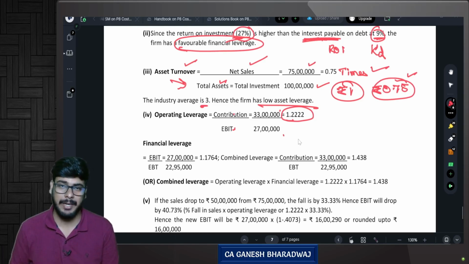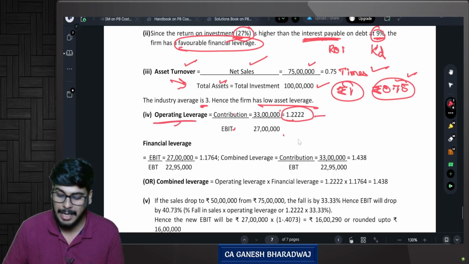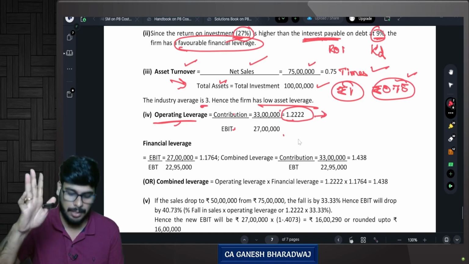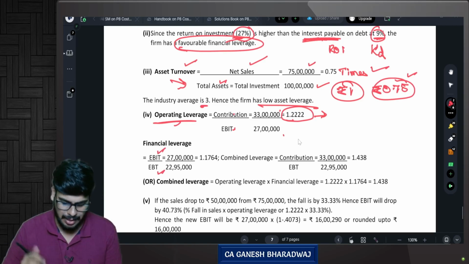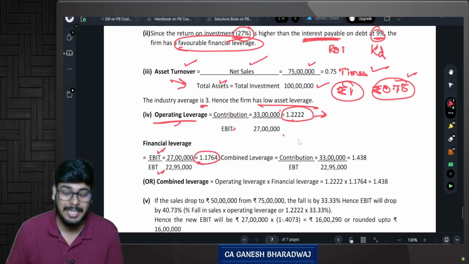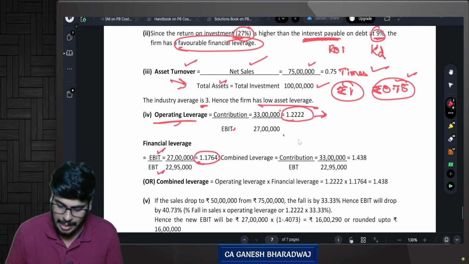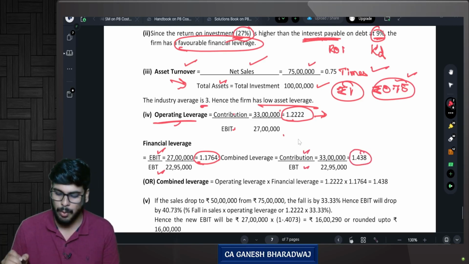Why is there a magnifying effect? Because operating leverage's magnifying effect happens because of the fixed operating cost. Then financial leverage, EBIT divided by EBT. The figures are already there. You can just put them in. This is happening because of the presence of the debt interest. Are you clear with this? And combined leverage is contribution divided by EBT. The combined leverage is going to be 1.438.